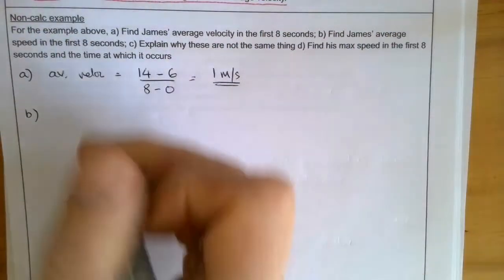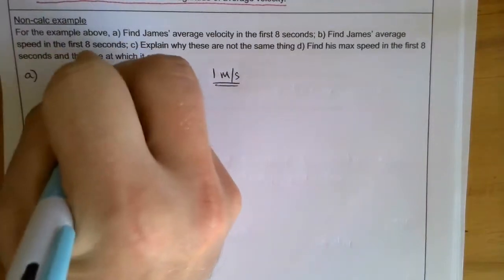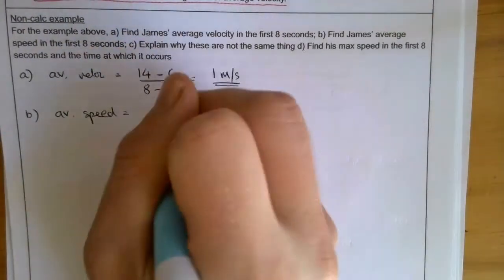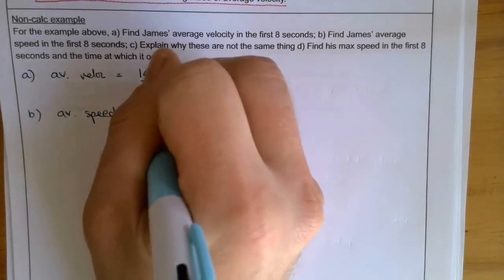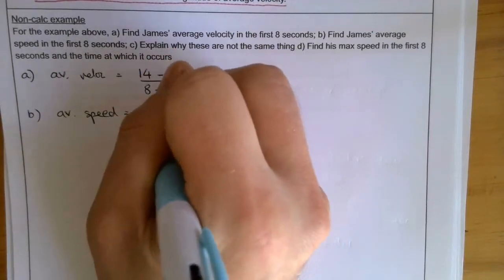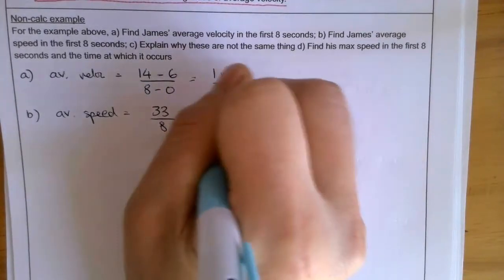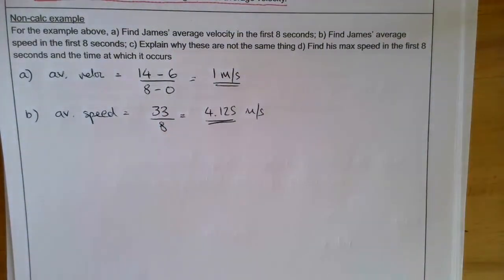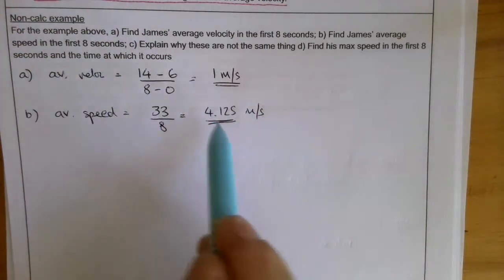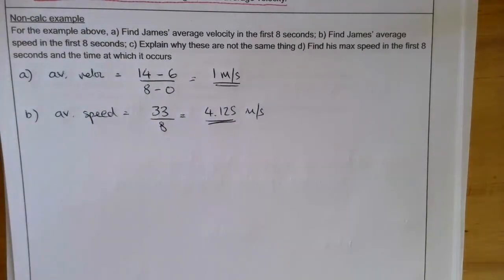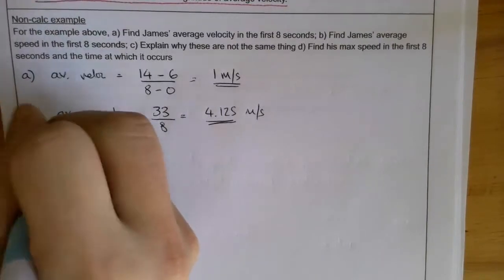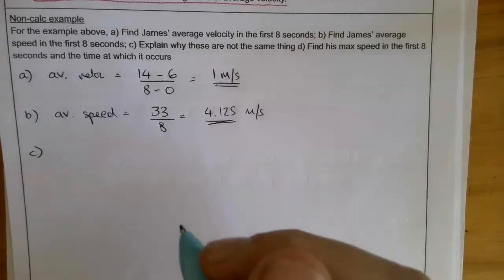But if we think about the average speed, it takes into account the distance that he's travelled. He's travelled 33 centimeters in 8 seconds, so that is 4.125 meters per second. Notice both are positive, but the average speed has a greater magnitude because it takes into account the movement in both directions. Well, why are these different? How do we understand that?